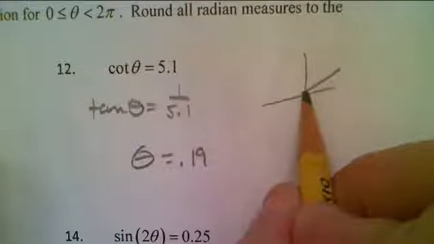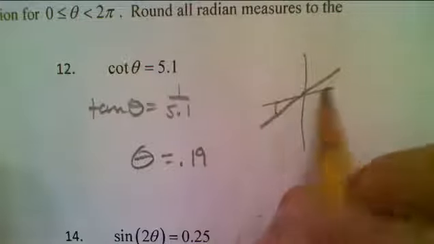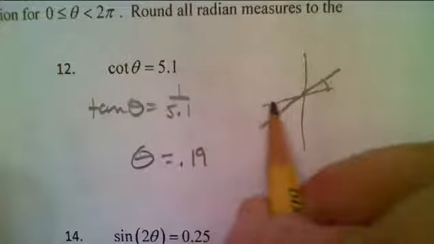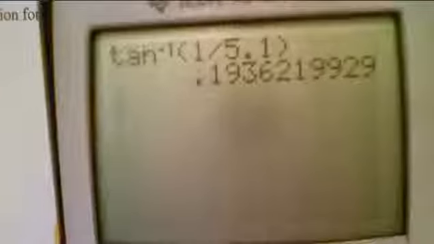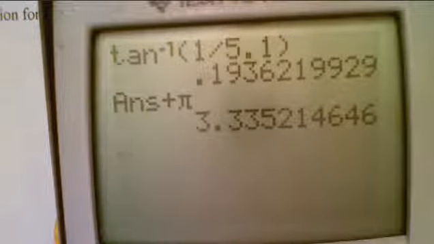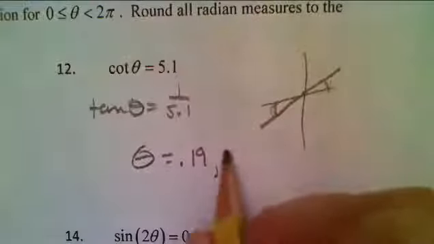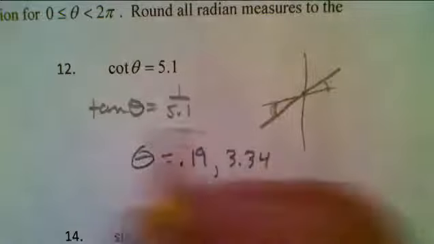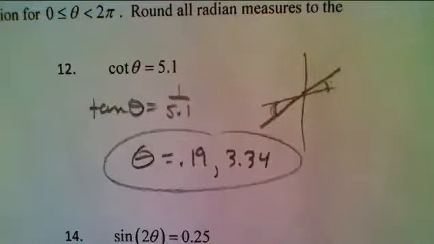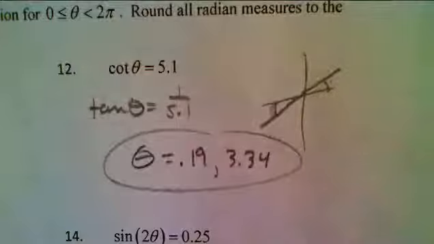Where else is the tangent positive? The tangent is positive down here. Same reference angle. So again, I could take pi plus 0.19. So I'm just going to take that answer and hit plus pi. And I get 3.34 rounded to the nearest hundredth, 3.34. My 2 answers. Okay, so you just have to take the calculator answer and then figure out what other answer that you need to find.